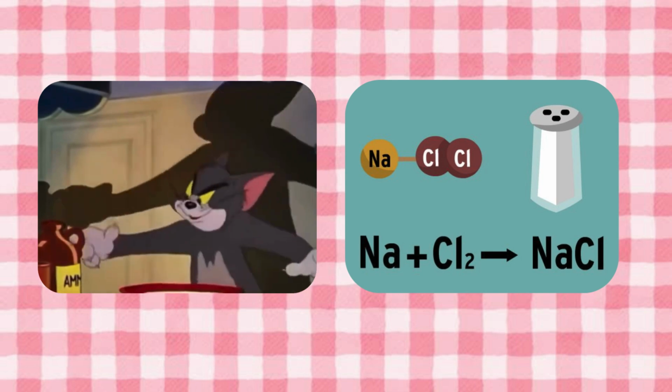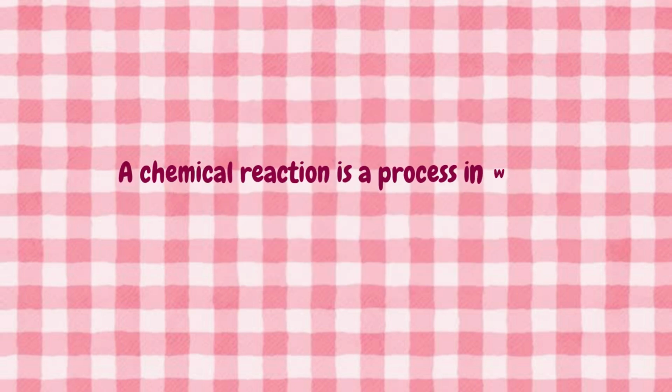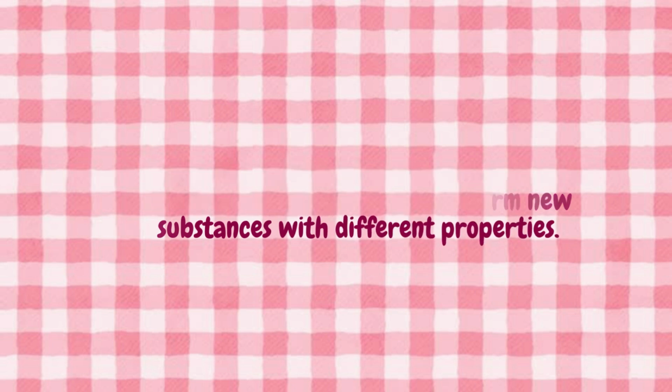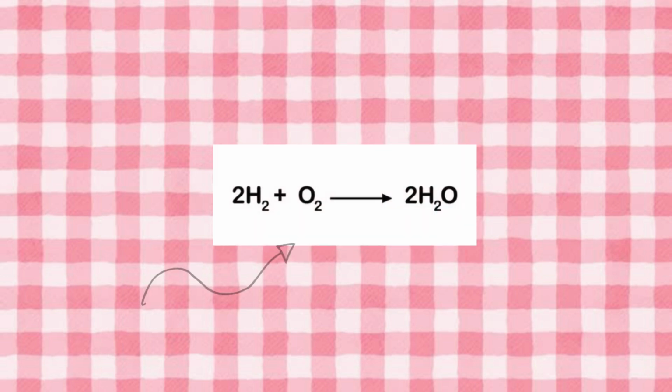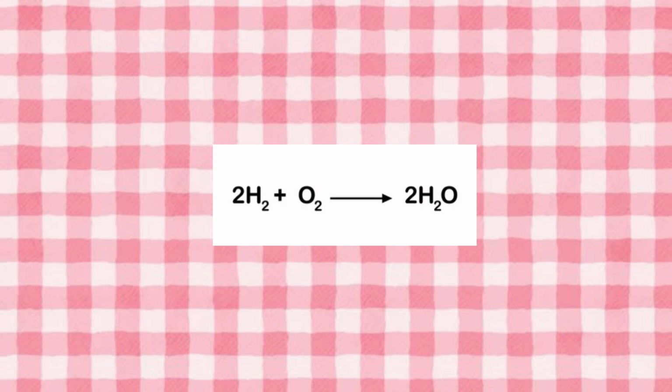equations. 2. Chemical reactions. Let us start with a simple question. What is a chemical reaction? A chemical reaction is a process in which one or more substances change to form new substances with different properties. The substances that take part in a reaction are called reactants. The new substances formed are called products.